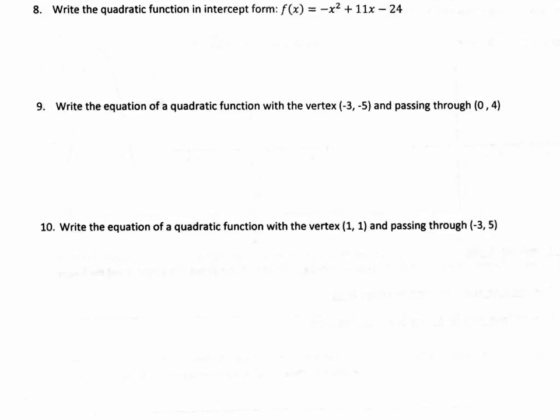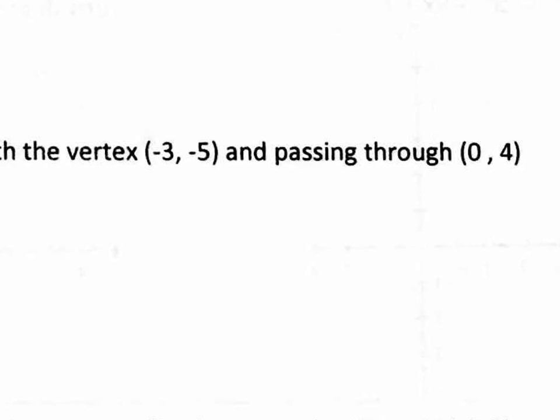Number 9, they want you to write an equation of the quadratic function with the vertex (-3, -5) and passing through (0, 4). So we always need to take what they give us, identify it, and use it for what we don't know. They're giving us a vertex, which is an h value and a k value. And they're also giving us an x and y value because they give us another point. Here's x, here's y.